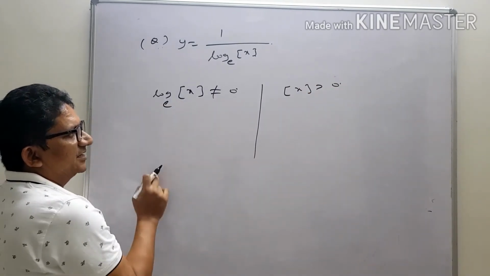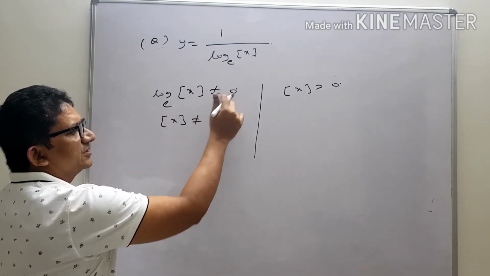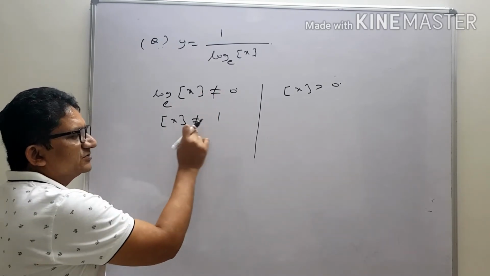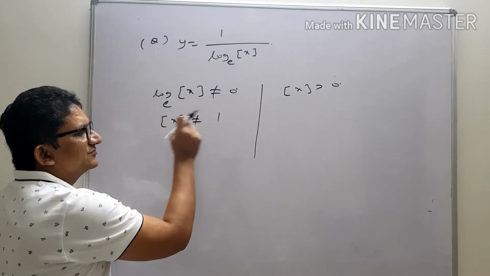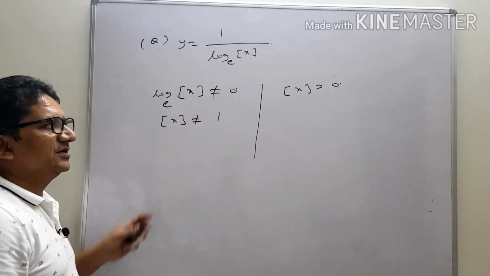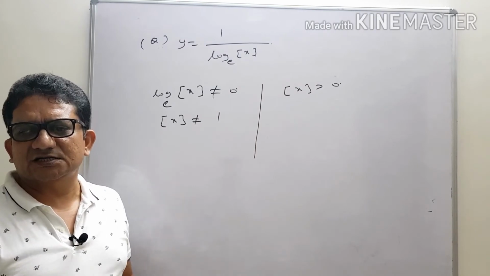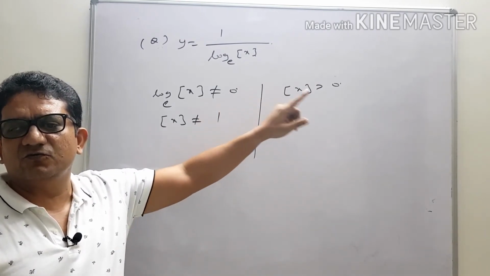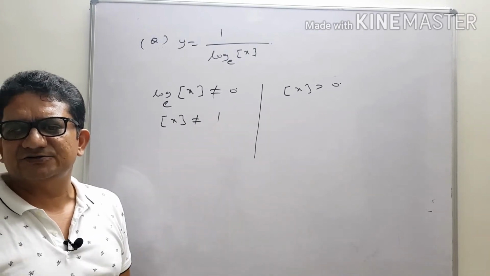Now we come back here again. So [x] is not equal to e to the power of 0, which is 1. [x] should not be equal to 1. So now we need to check when [x] will be 1. [x] will be 1 in between 1 and 2, correct or not? So that means in between 1 and 2, any value is not allowed.